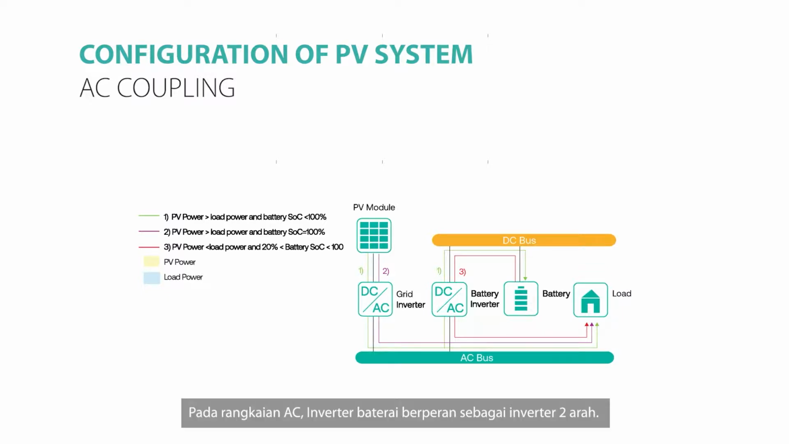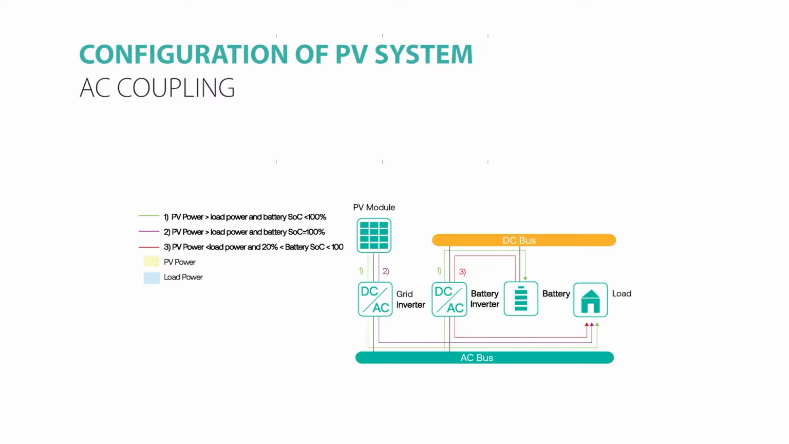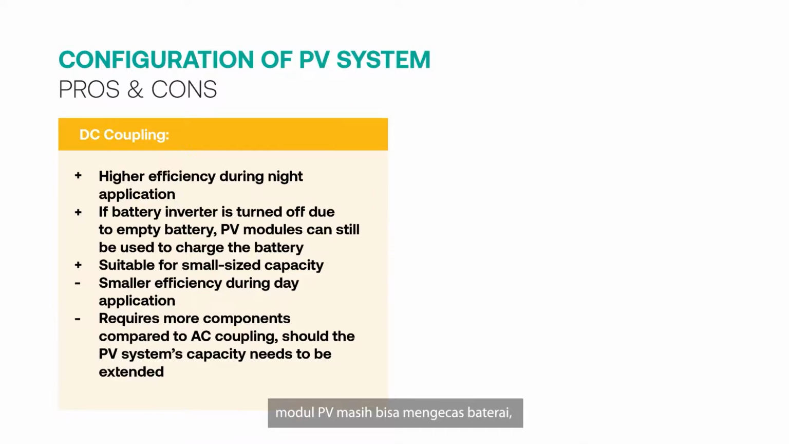In AC coupling, battery inverter acts as a bidirectional inverter. When PV modules cannot meet the load demand, battery inverter will act as an inverter by discharging the battery to meet the load demand. When battery is not yet full during sunny day, battery inverter will regulate the battery charging process. Pros of DC coupling are higher efficiency during night application. If the battery inverter is turned off due to empty battery, PV modules can still be used to charge the battery, and it is suitable for small size capacity.